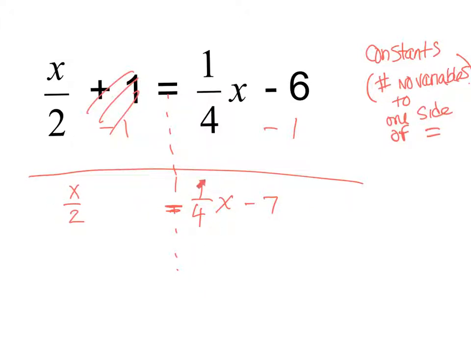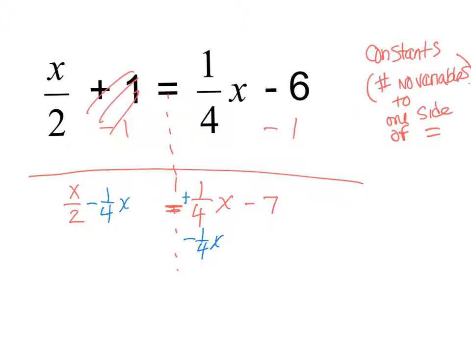How do I bring this 1/4 x over? It's currently a positive. It's understood that you're adding -7 with positive 1/4 x. So you're going to minus 1/4 x.